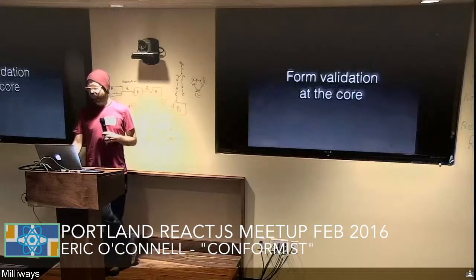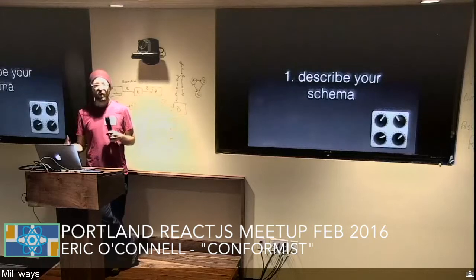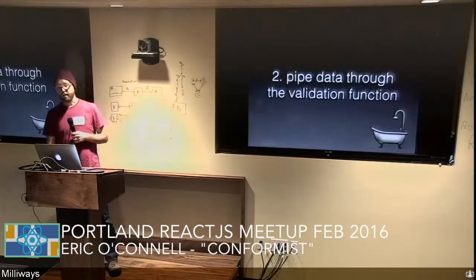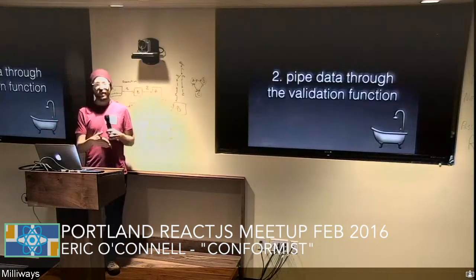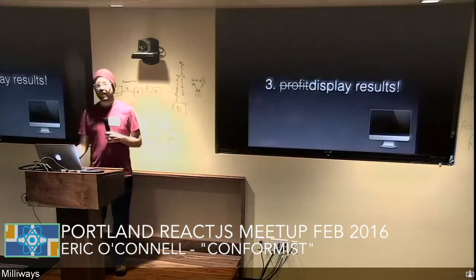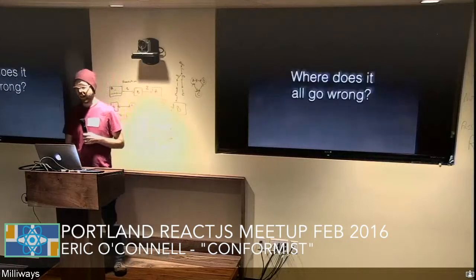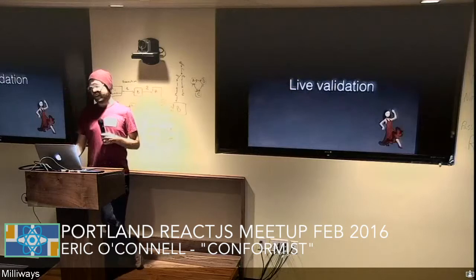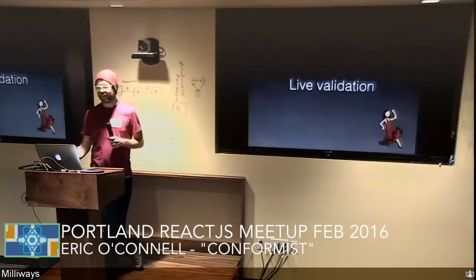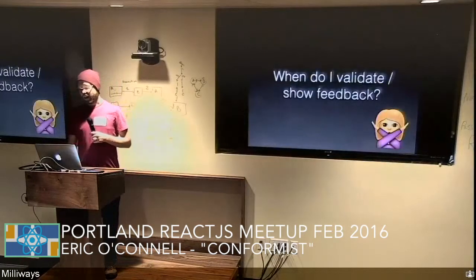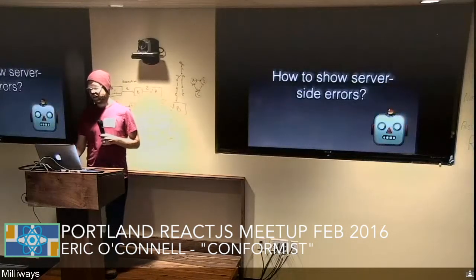And so basically, I want to be able to describe my schema, and I want to do that in an easy and flexible manner. I want to, at my discretion, pipe data through the validation, and then show those results to the user. I mean, that's what I want. So how can we get that? Or no, how does it all go wrong? Just some of the things that can go wrong are live validation. When do you show it? And then managing server-side errors.